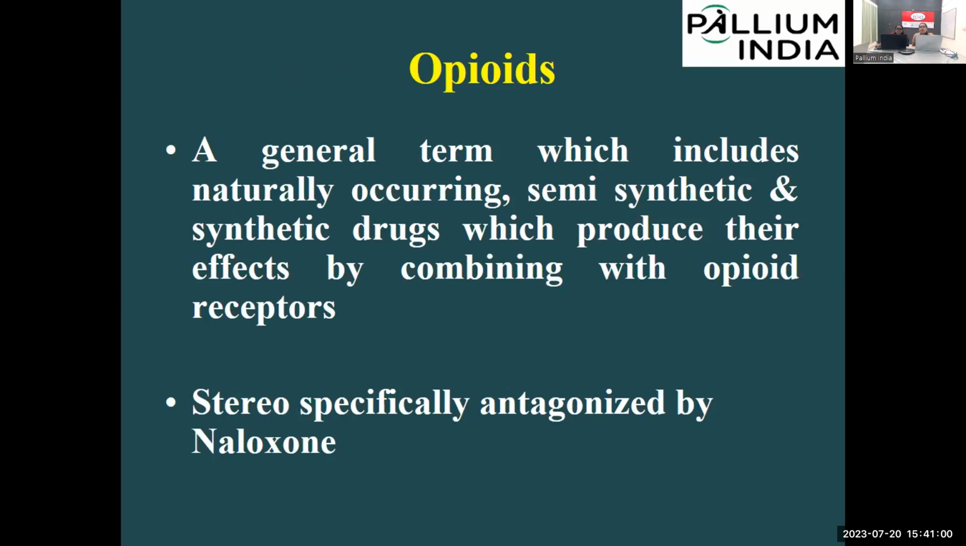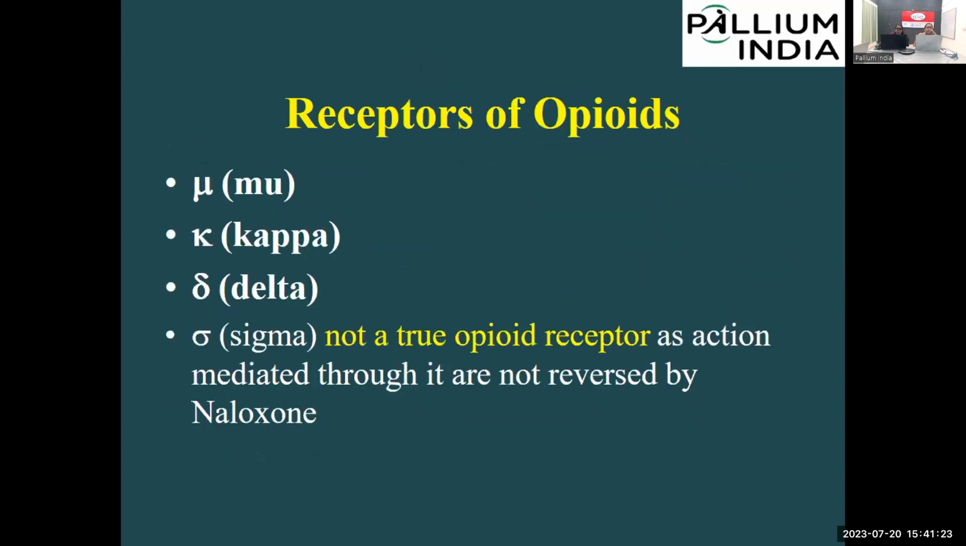So now moving on to what opioids are. Opioids are generally a group of drugs which can be naturally occurring, semi-synthetic or synthetic, which usually combine with the opioid receptors to produce their effect. And their action is antagonized by naloxone. The receptors of opioids are mu, kappa, and delta, and sigma. Sigma is not a true opioid receptor because its action is not reversed by naloxone.